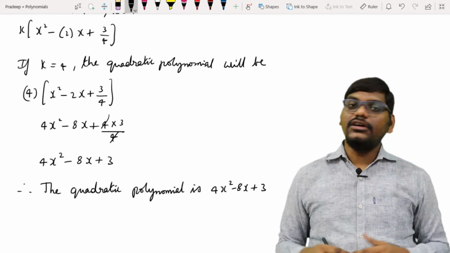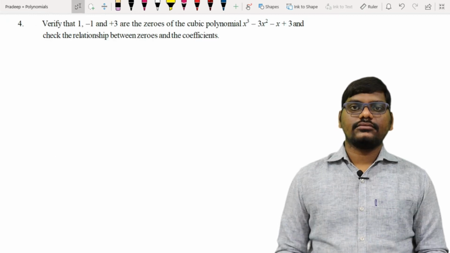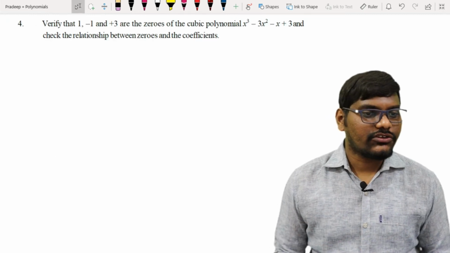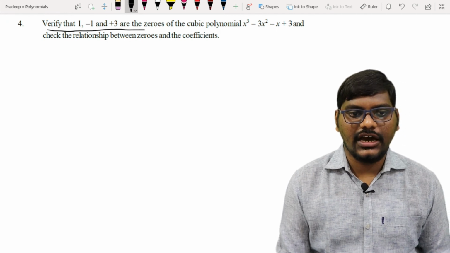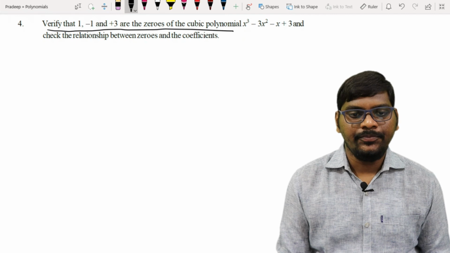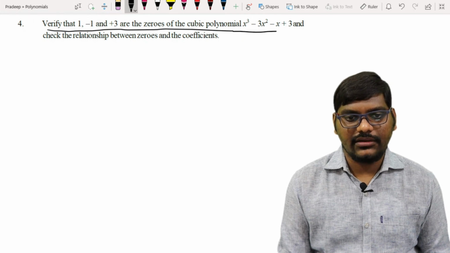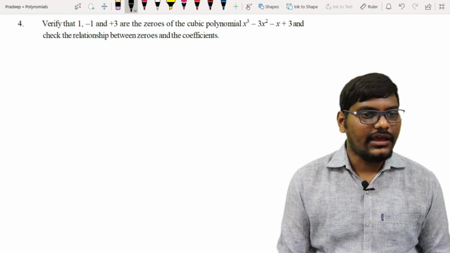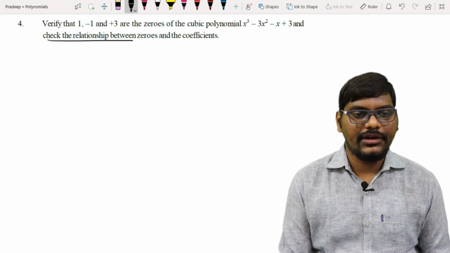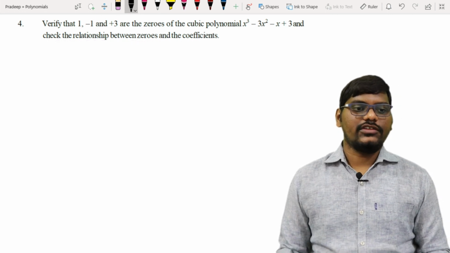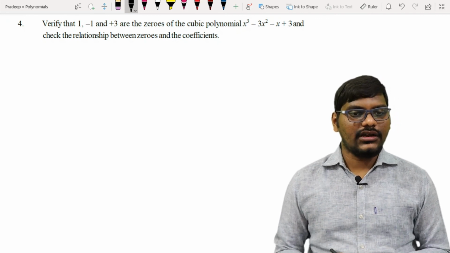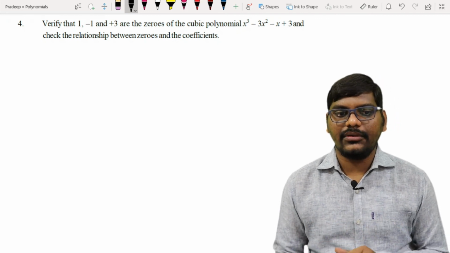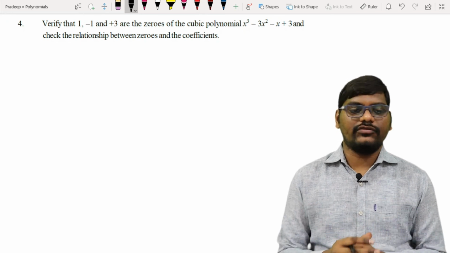So we have to go for the fourth question. So let's see the fourth question. The question says: verify that 1, minus 1 and plus 3 are zeros of the cubic polynomial x power 3 minus 3x square minus x plus 3, and check the relationship between zeros and the coefficients. So this is the first problem which we are doing for the cubic polynomial. So here they are asking the relationship between the zeros and the coefficients of the values.